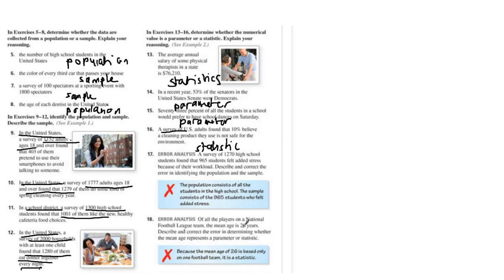Okay, next. Of all the players on the National Football League team, mean age 26. Describe and correct the error and say whether it's a parameter or statistic. The mean age of 26 is based on only one football team, so it's a statistic. But it literally says of all the players on the team. Even though it's based on one football team, that's the thing we're looking for. We're looking for all the players on just one football team, not part of the players. We didn't specify that it's some football teams. It's just one football team. So therefore, it is a parameter, not a statistic.